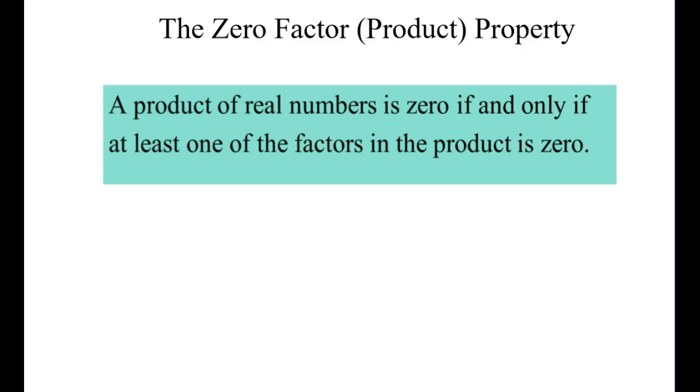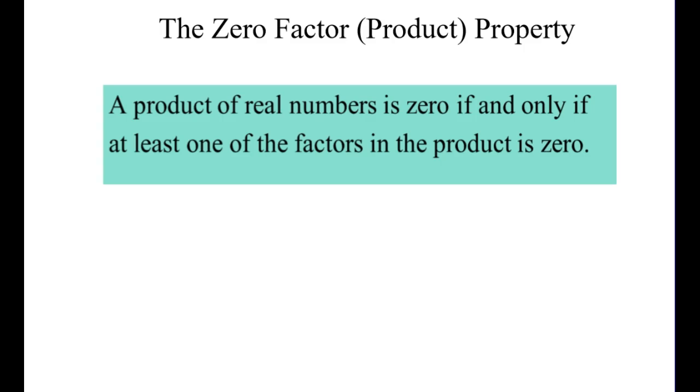This next property you should be very familiar with by now, the zero factor property, also known as the zero product property. This tells us that a product of real numbers is zero if and only if at least one of the factors in the product is zero.